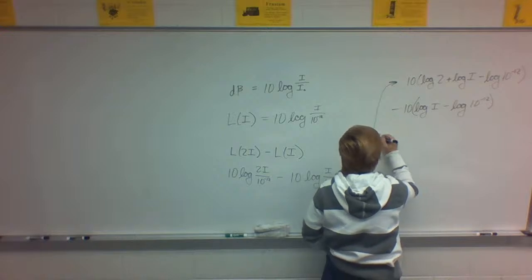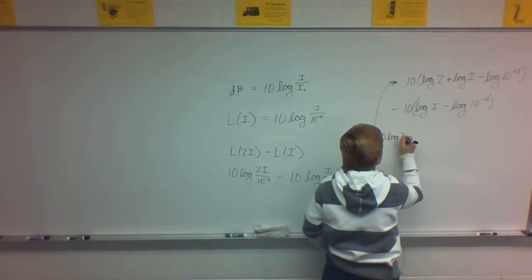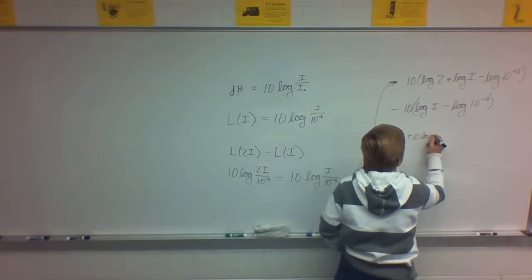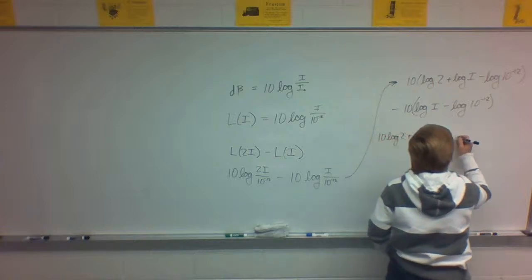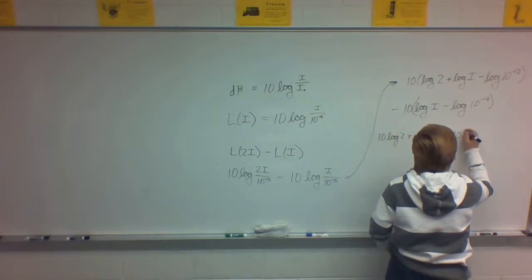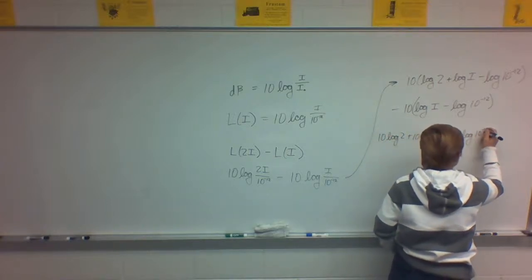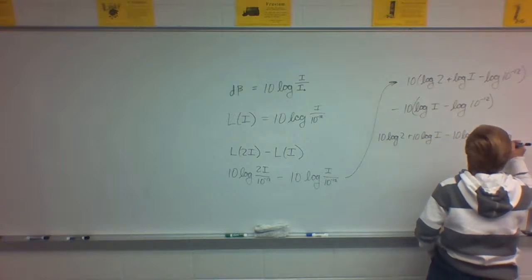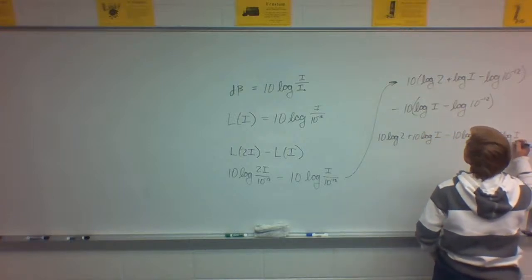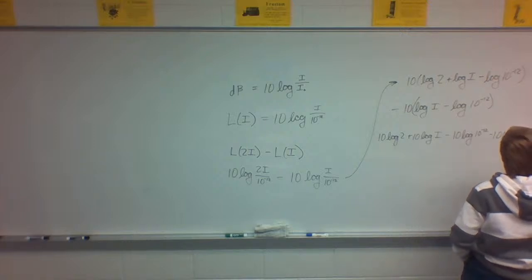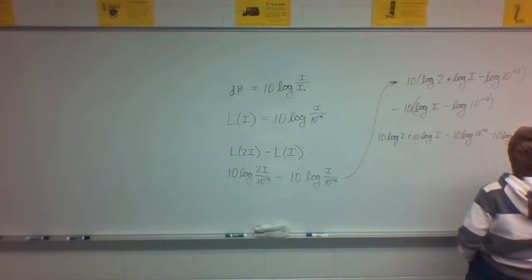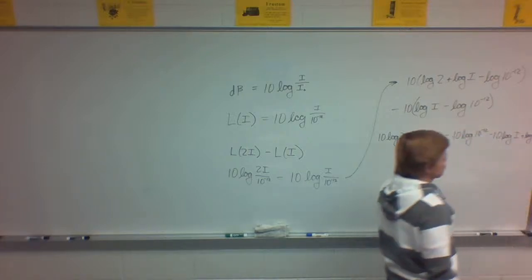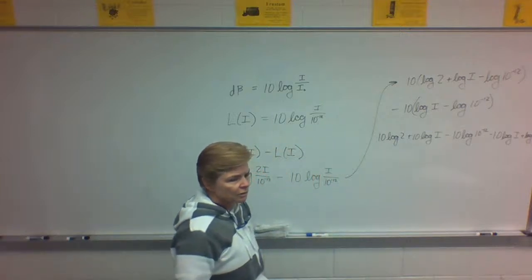It's going to be 10 log 2 plus 10 log I minus 10 log 10 to the negative 12. I know this is getting ugly. Minus 10 log I plus 10 log 10 to the negative 12. Can you see that? The distribution of the tens?